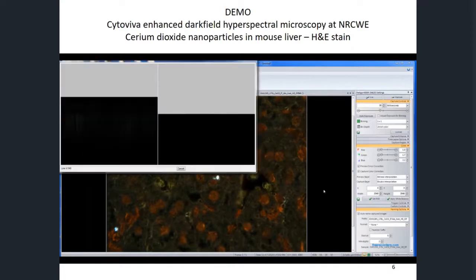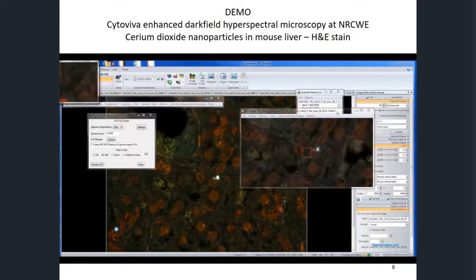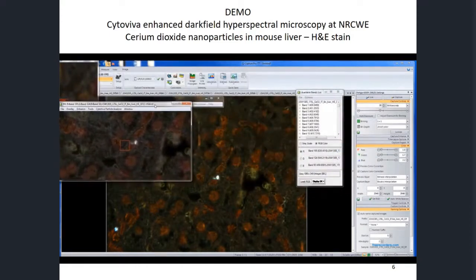Now it starts scanning the field of view line by line and recording the spectra for each pixel. So I sped it up. Here's the particle agglomerate. And now it has finished the scan. And you can see here, this is then the hyperspectral image. So it looks like a copy of the enhanced dark field image.